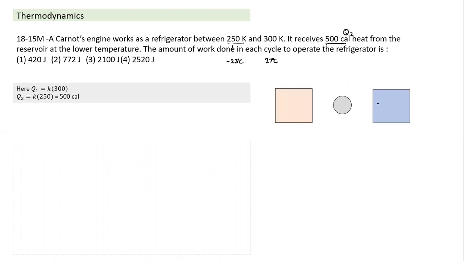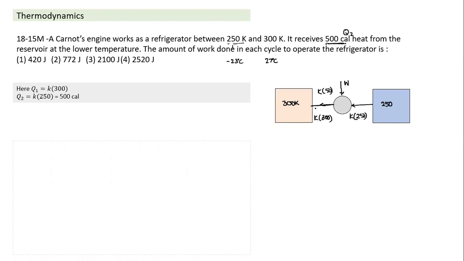If I draw, this is 250 K, this is 300 K, and this is where it removes heat from, and it dissipates heat to the surrounding, and there's a compressor which gets work done here. And if these numbers are K into 250, this number will be equal to K into 300, and this number will be K into 50.